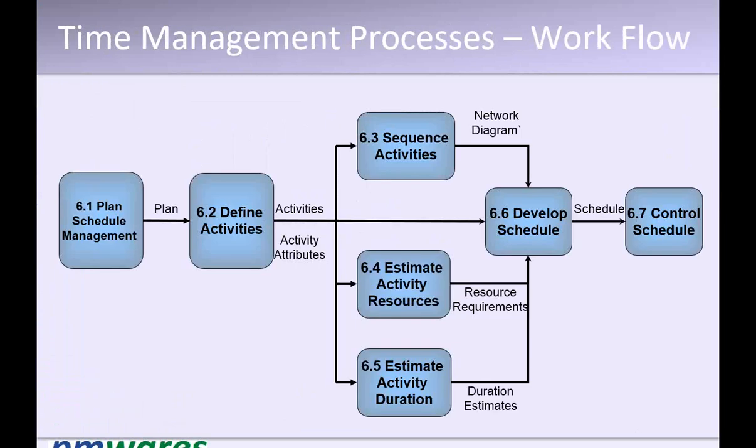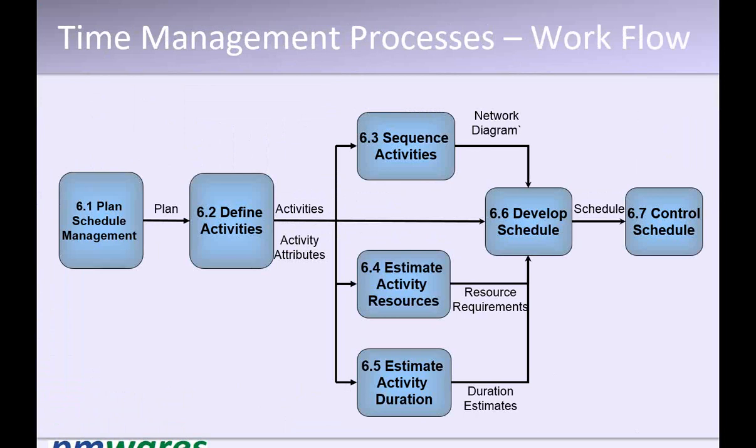First we develop the schedule management plan. Then we go for defining the activities of every work package we have in our work breakdown structure. After identifying activities, we sequence them, providing their dependencies, either FS, SS, FF or SF. Then we estimate the resources required for each activity.